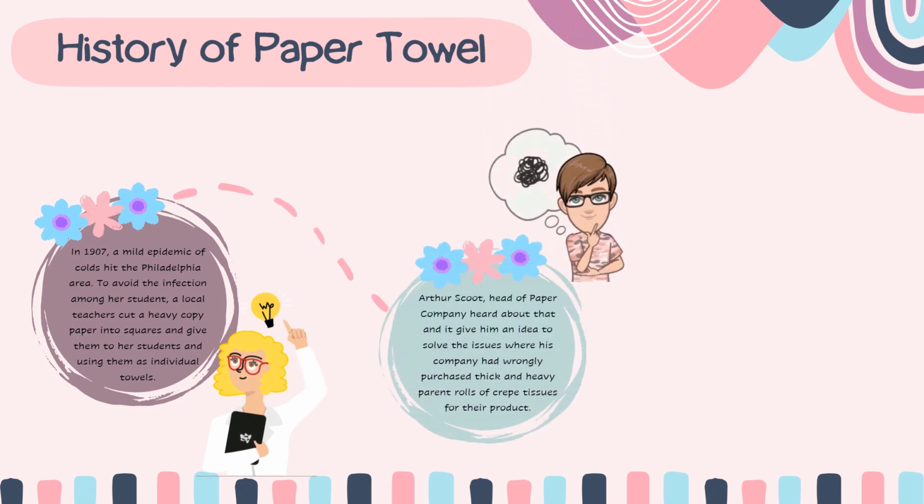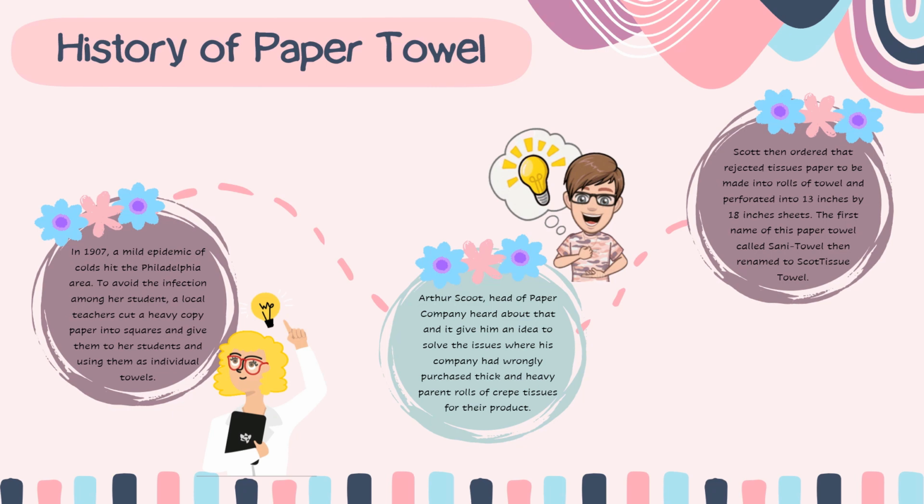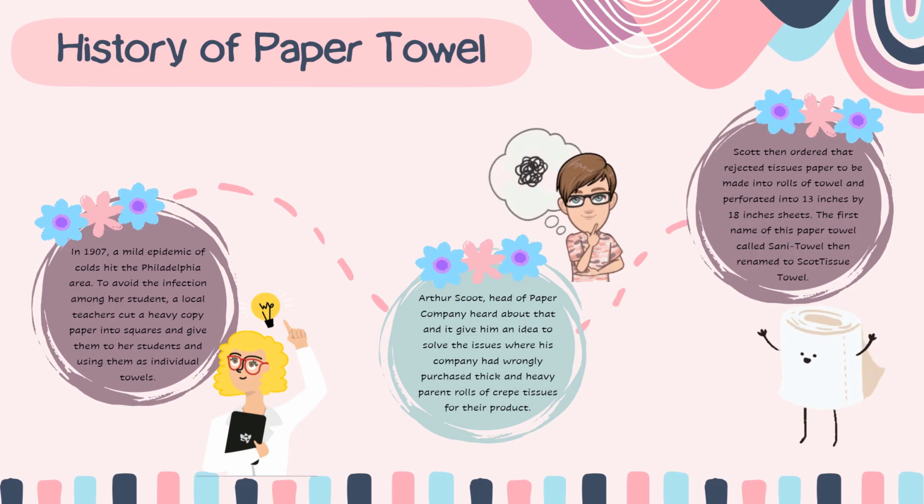Then, Arthur Scott, the head of a paper company, heard about that, and it gave him an idea to solve the issue where his company had wrongly purchased thick and heavy parent rolls of crepe tissue for their product. Scott then ordered that the rejected tissue paper be made into rolls of towel and perforated into 13 inch by 18 inch sheets. The first name of this paper towel was Sani Towel, then it was renamed Scott Tissue Towel. From that, the paper towel was born.